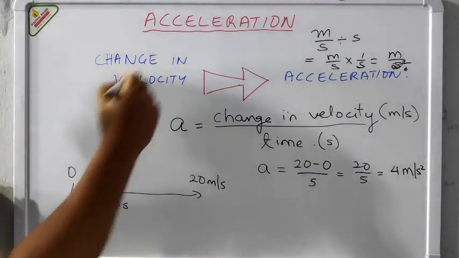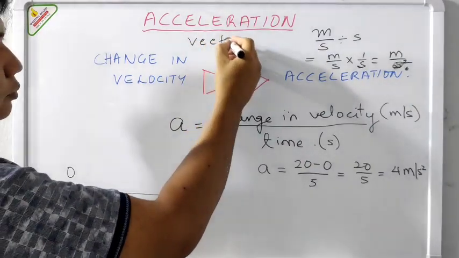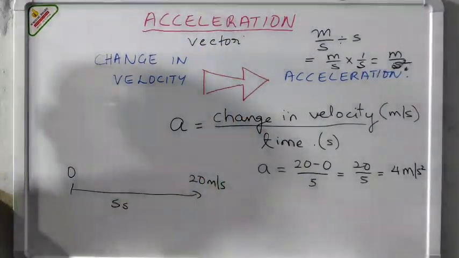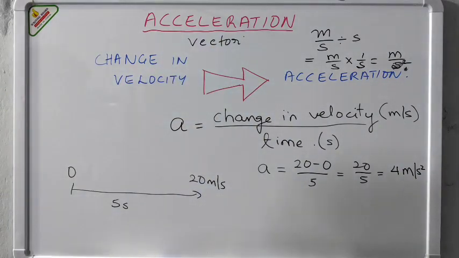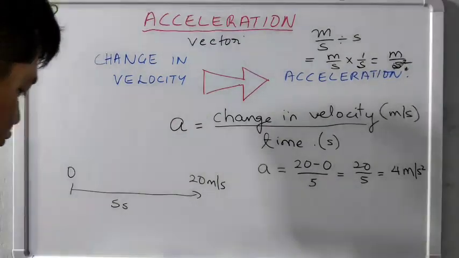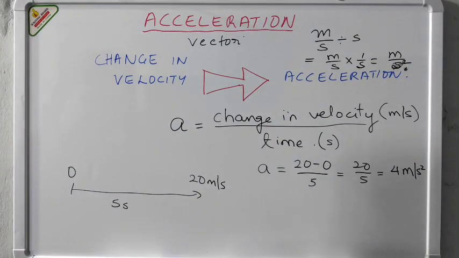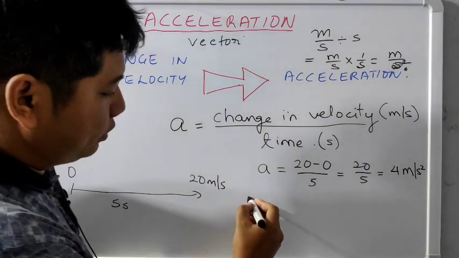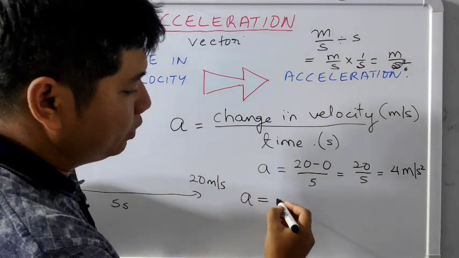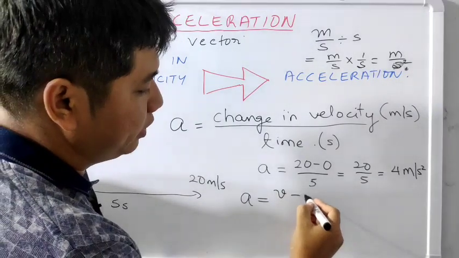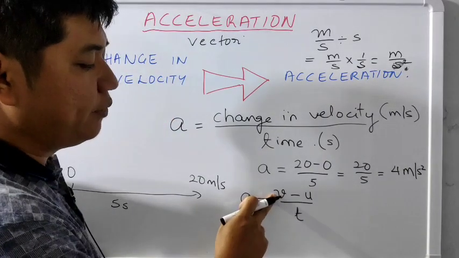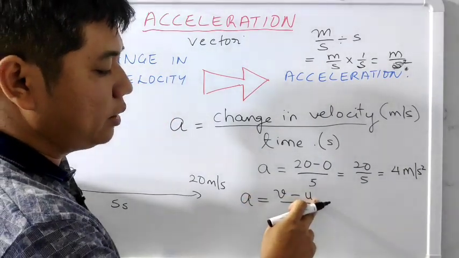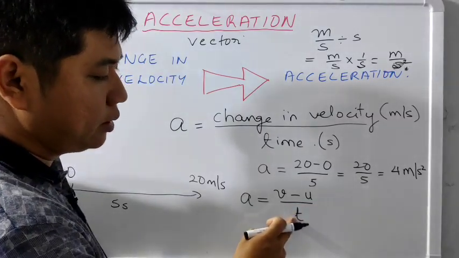It is a vector quantity. If it is a vector quantity, it has magnitude as well as direction. We can also say that acceleration is equal to the final velocity minus initial velocity divided by time, where v is the final velocity of the body, u is the initial velocity of the body, and t is the time taken.